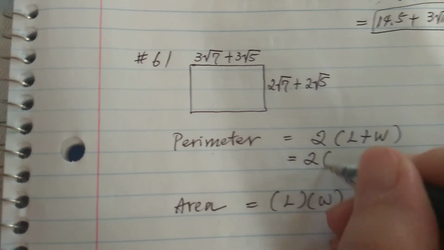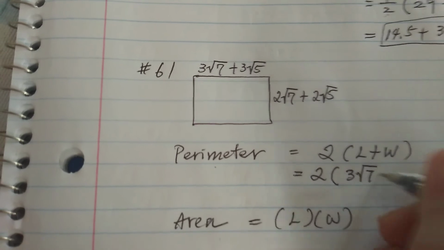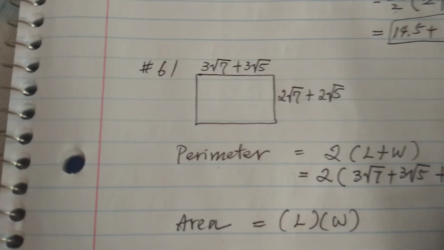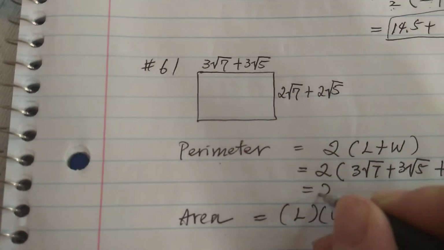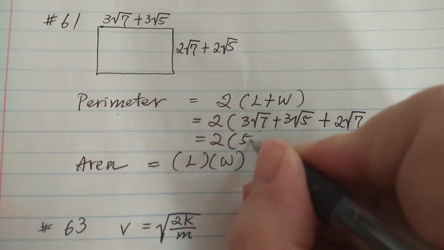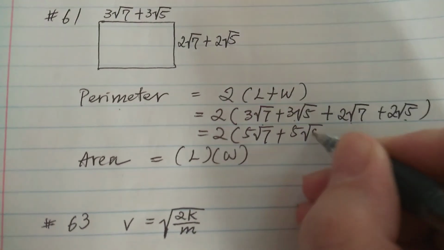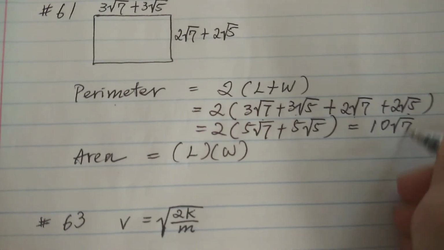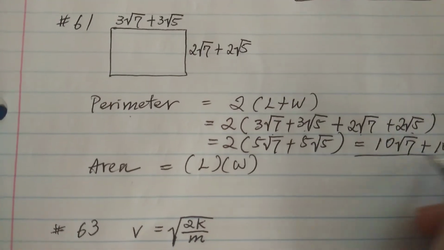So 2 times, I'm just going to write 3 radical 7 plus 3 radical 5 plus 2 radical 7 plus 2 radical 5. We can combine like terms, with like radicands. This will give you 5 radical 7, plus these two will give you 5 radical 5. And 2 distributed to that is just 10 radical 7 plus 10 radical 5. That's your answer.